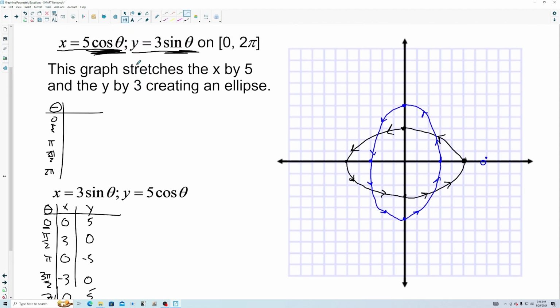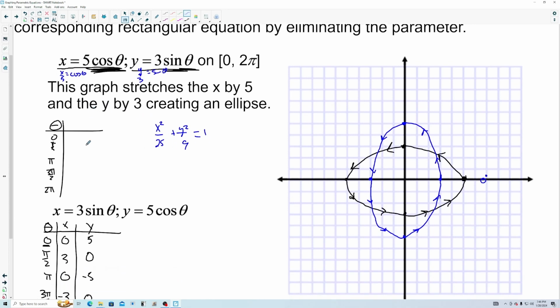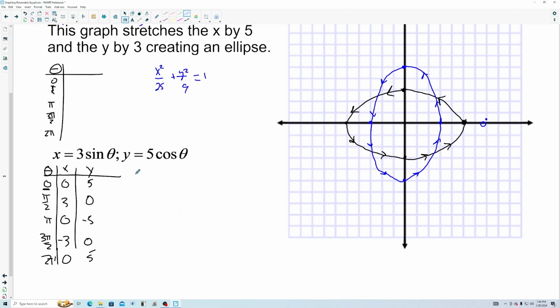How about writing some equations here? Well, now we have x over 5 is equal to cosine theta, and y over 3 is equal to sine theta. Now these are ellipses, so we have x squared over 25 plus y squared over 9 is equal to 1. And with ellipses, we do leave it like this. We don't leave it like this with circles. So this would be x squared over 9 plus y squared over 25 is equal to 1.